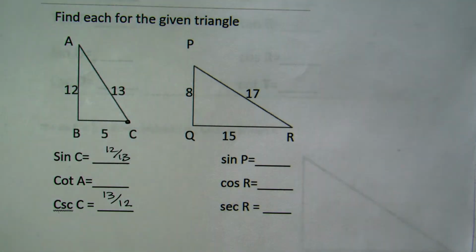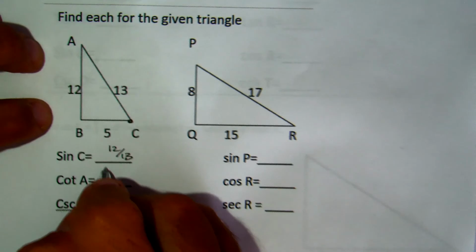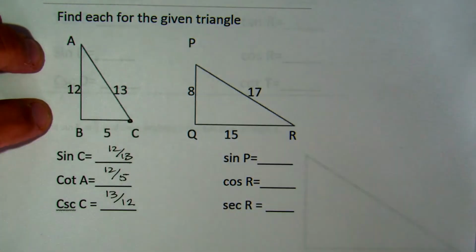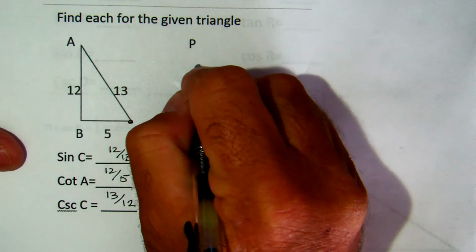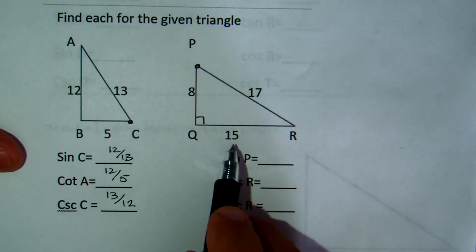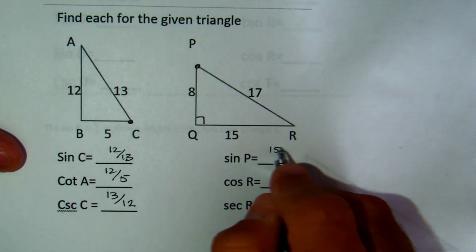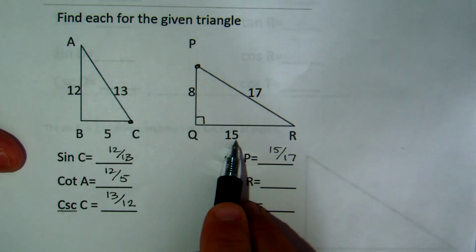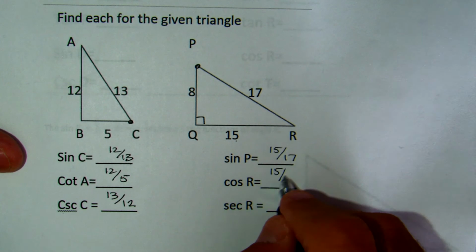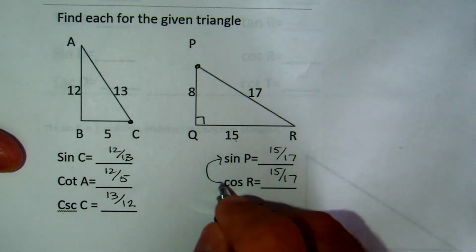And then the cotangent of A is adjacent over opposite, 12 over 5. One of those, either cotangent or tangent, is always going to be greater than or equal to 1, and then one of them is going to be less than 1, or they're both equal to 1. The sine of P, assuming Q is a right angle, is 15 over 17. Nothing big there.